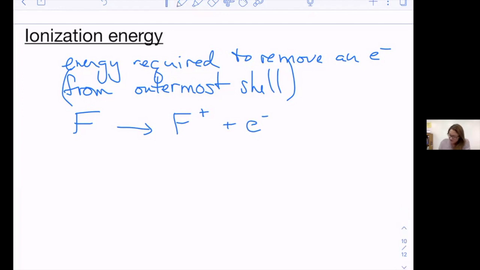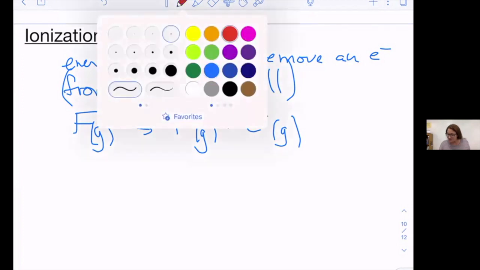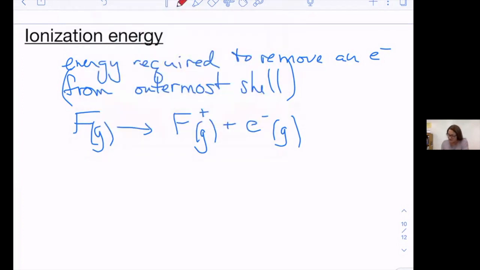By definition, it's supposed to be in gaseous molecules, so sometimes you might see this. And some elements are harder to remove electrons from than others. And the reasons why are the same as the reasons why some atoms are bigger than others. It has to do with how hard the nucleus is pulling on the electrons. And so ionization energy is going to depend on two things. It's going to depend on effective nuclear charge, and it's going to depend on the number of shells.